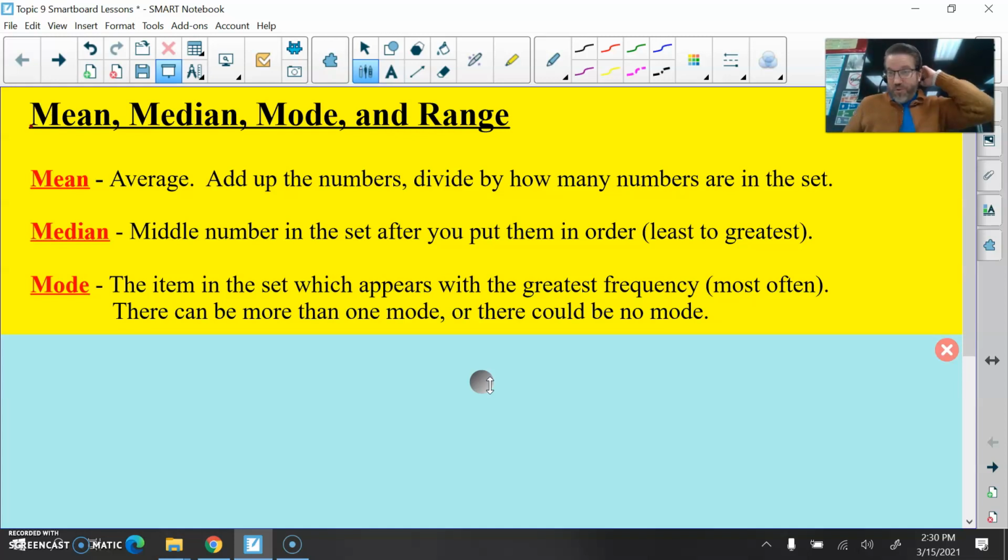So an easy way to remember what mode means, just pretend like you talk funny and you say, yeah, I'm looking for the number that appears mode than the others. Mode often. Yeah, I don't know. That's kind of lame, Mr. Wyatt. Hey, but some of you will remember that now.